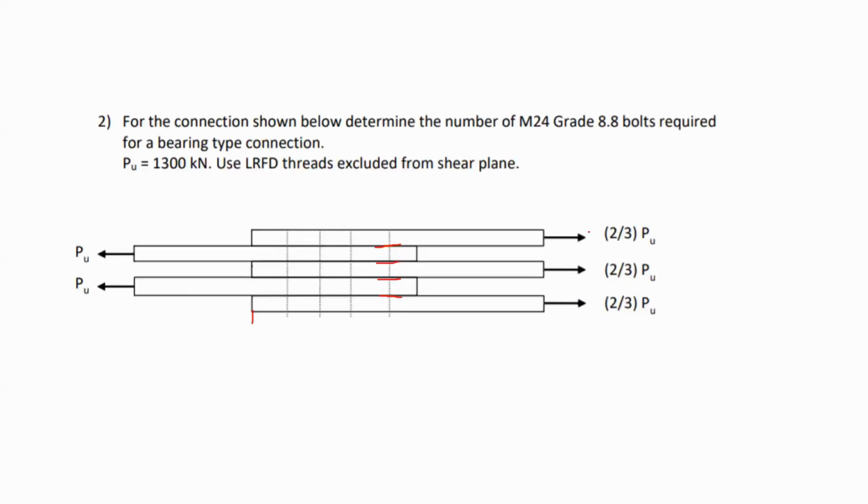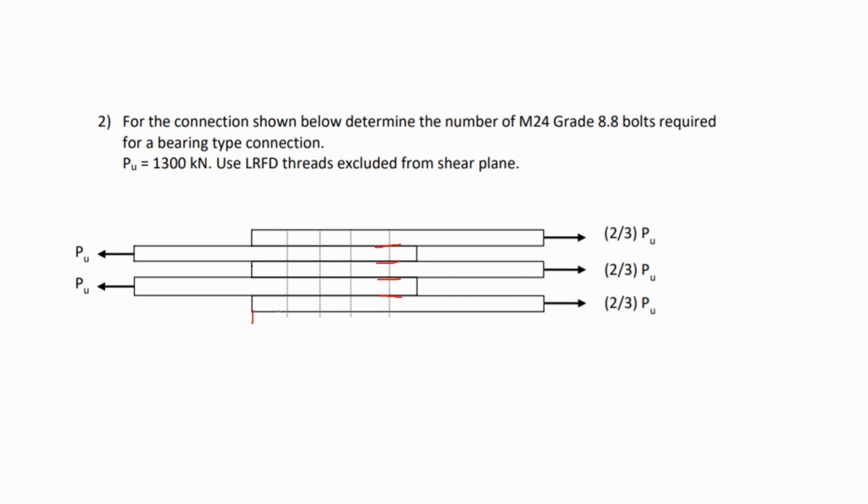Now, moving on to the second problem we have. It says: for the connection shown below, determine the number of M24 grade 8.8 bolts required for a bearing type connection. And it says that PU is equal to 1,300 kilonewtons. Use LRFD, threads excluded from the shear plane.